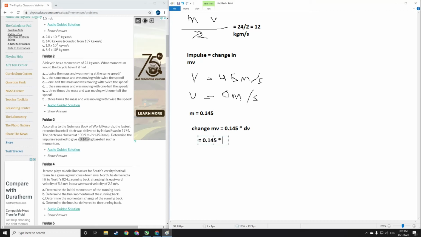And so we get 0.145 times v minus u, which is just delta velocity, right? I'm just writing it out because it really helps when you're dealing with bigger numbers. So just make sure you write that every time. So then we have 0.145 times 45 minus 0, so I'm just going to write 45. And that gives us 45 times 0.145, 6.525 Newton seconds.